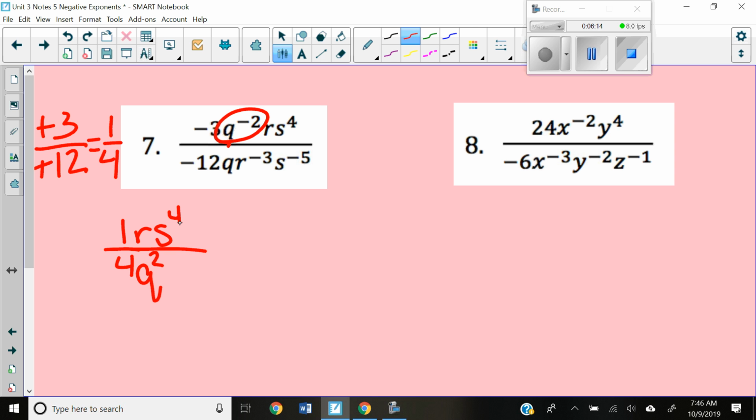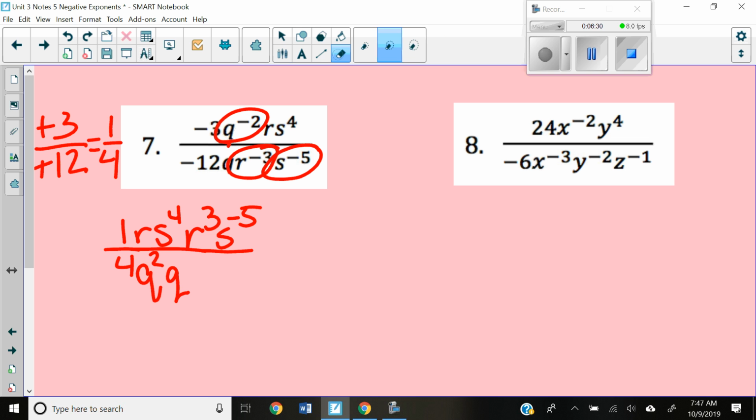So now I'm going to look at my denominator. I have a q, so that stays. R to the -3 is going to move to the top and become positive, and s to the -5 is going to move to the top and become positive. All right, so, oops, sorry, I said that's going to become positive. There we go. All right, so let's go ahead and simplify this.